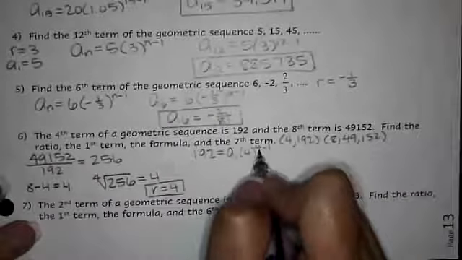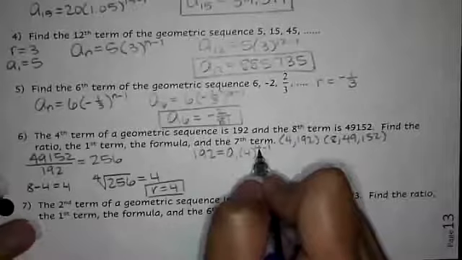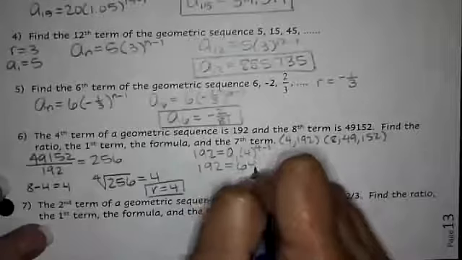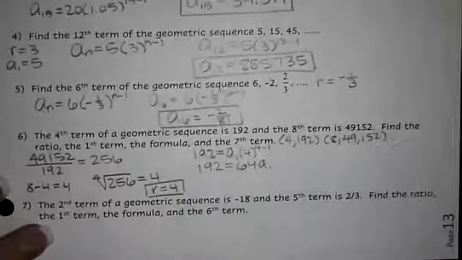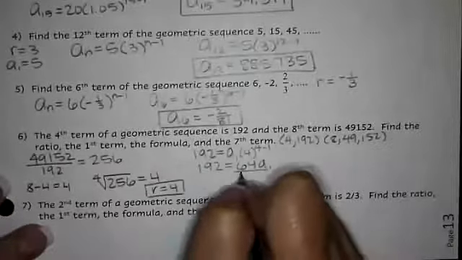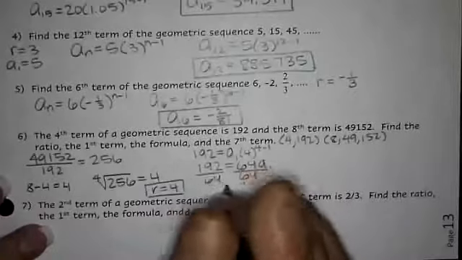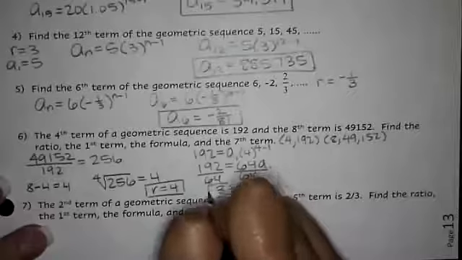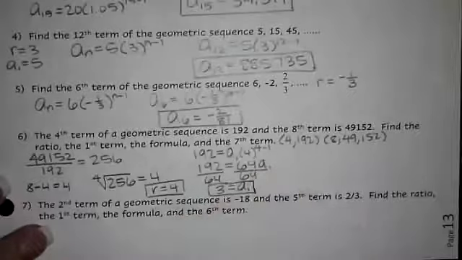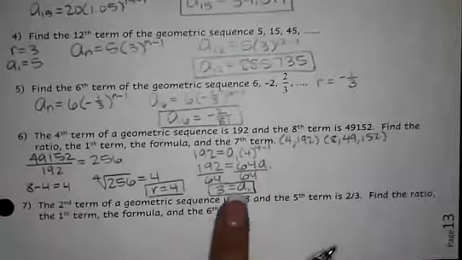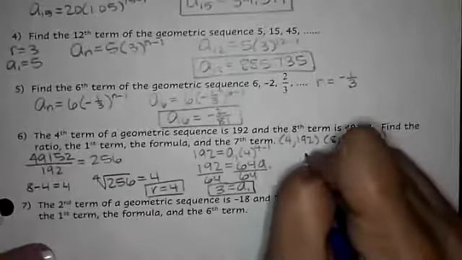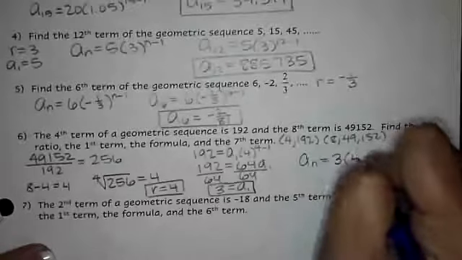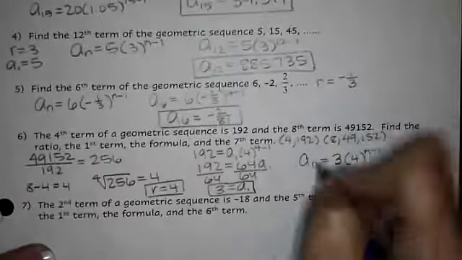Now we can do 4 raised to the 3rd power is 64. So we get 192, 64 times our initial amount. I divide by 64. And our initial amount is 3. So there is our initial amount. Now that we have our initial amount and our ratio, we can write our equation. That would be a 3 in the front, the 4 is the ratio, and minus 1.